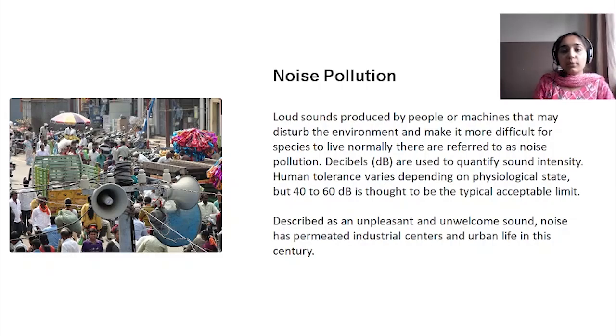Noise pollution can be measured in terms of decibels. In short form, we can say it as dB. So decibels are used to quantify sound intensity. Human tolerance varies depending on physiological state, but 40 to 60 dB is thought to be the typical acceptable limit, which means that noise pollution can be measured in quantifying terms with the help of a unit known as decibels. In short form, we call it dB.